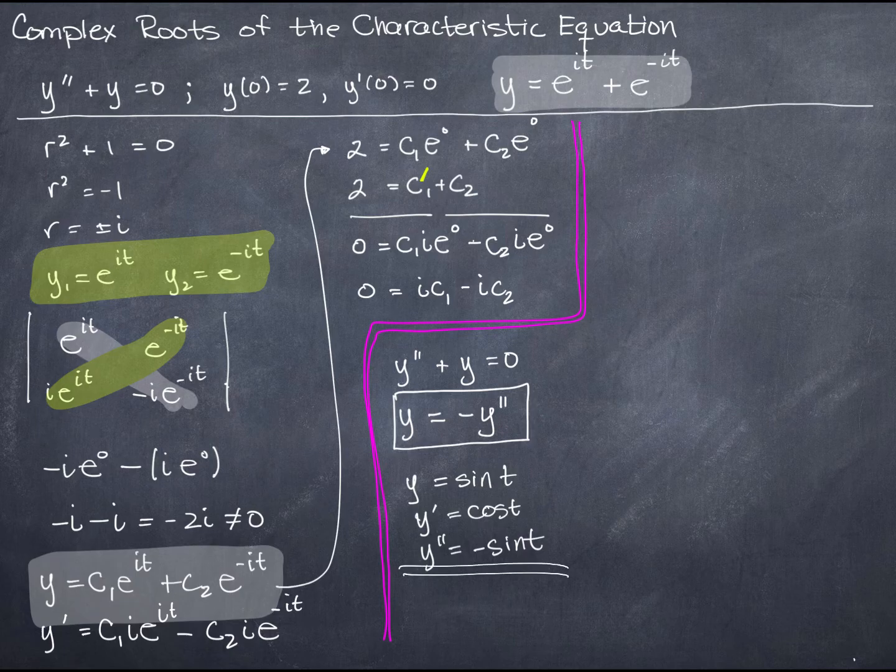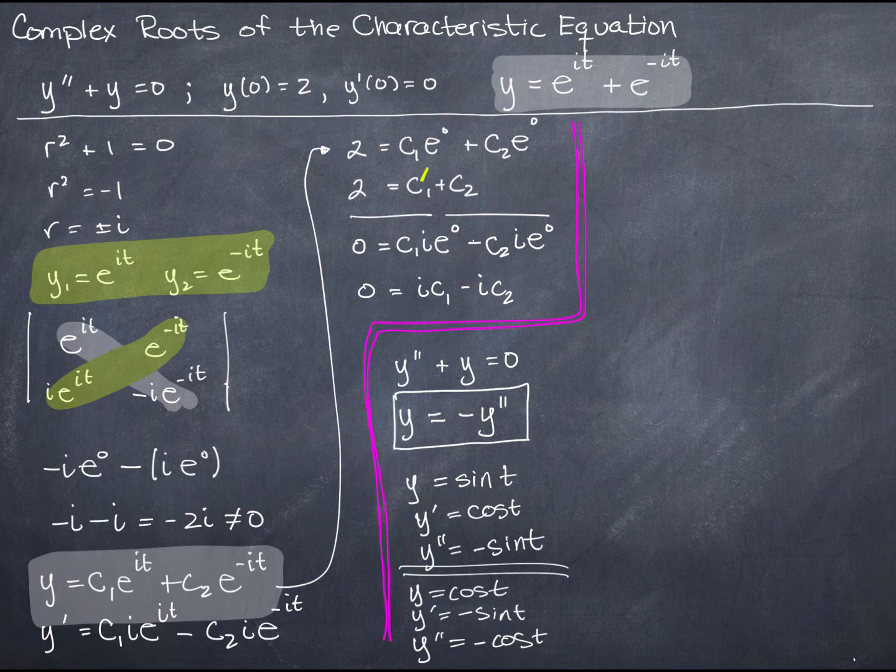Cosine does the same thing. If y equals cosine of t, y prime is negative sine of t, and y double prime equals negative cosine of t. So once again, y is equal to the opposite of y double prime.